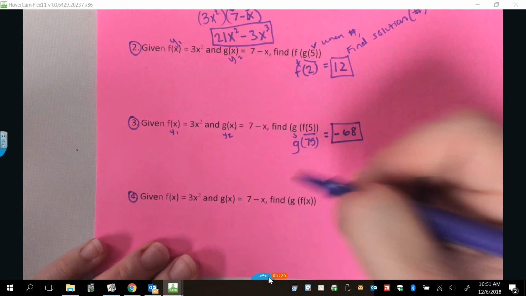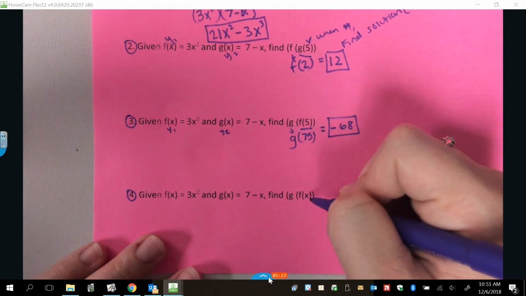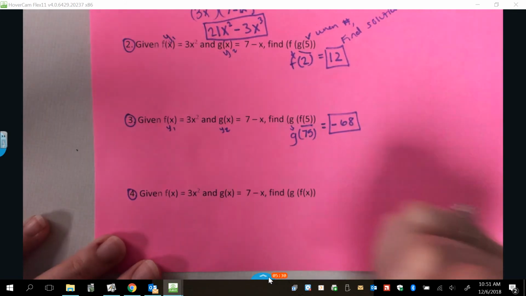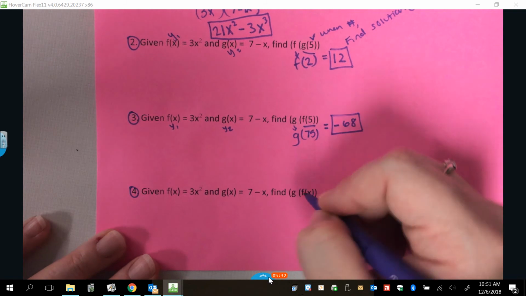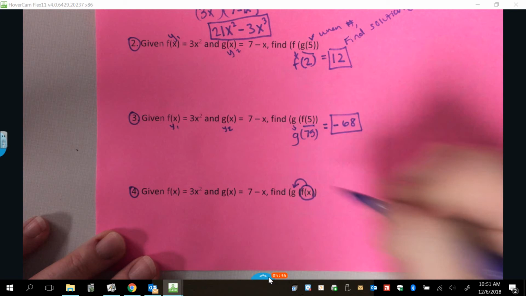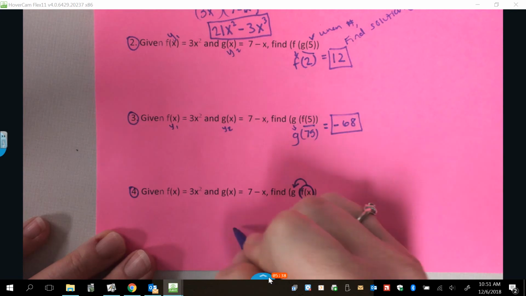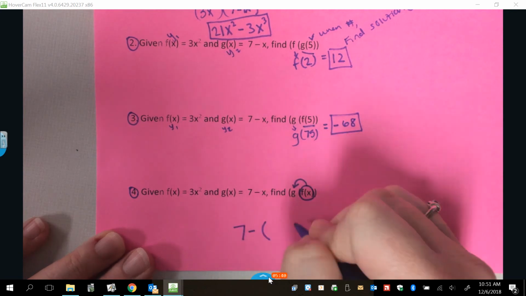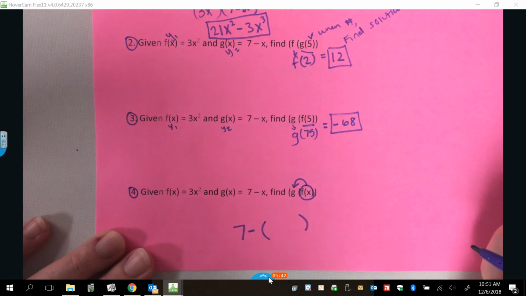Now, this one again has an x, which means I'm finding an equation. This one is going to be on your test. This is composition of functions. This is saying f of x goes inside of g of x. So g of x is 7 minus, remember we ignore the x and we put parentheses. The x is gone. We replaced it with parentheses.